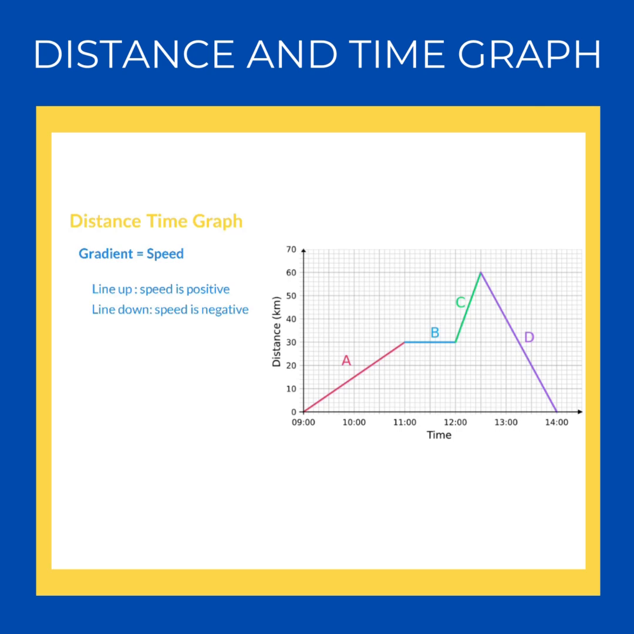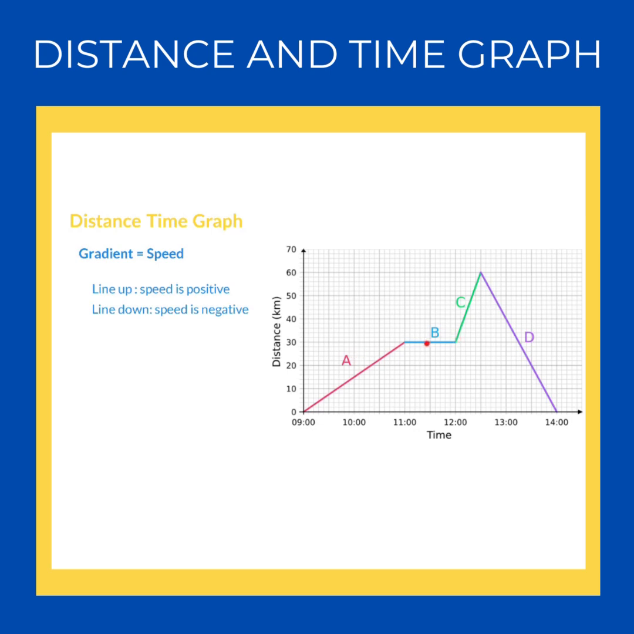Now, if you look on the right, we have a distance time graph. And this graph is made up of 4 stages, A, B, C, and D. Let's consider first the first stage, which is A. For A, the line is going up, which means that the gradient is positive. So here, the speed is positive and it is constant.